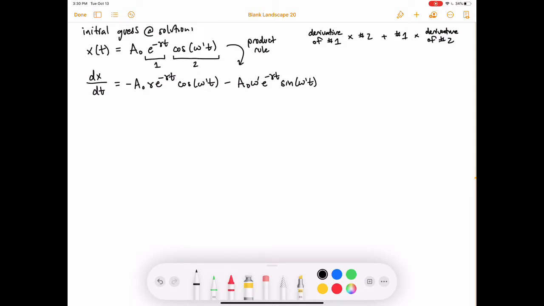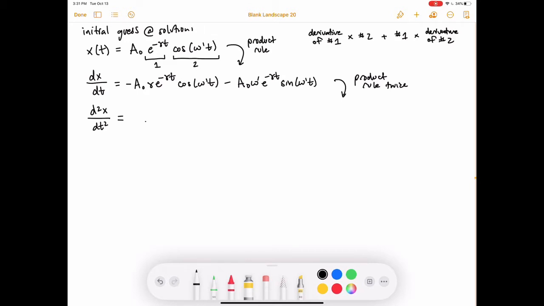Okay? So let's do this one more time. We have the second derivative of x with respect to time. So we have to be careful now. We're doing the product rule twice. So we're going to do it once for the first term, and then we're going to do it again for this second term. Okay, so let's focus on the first term.